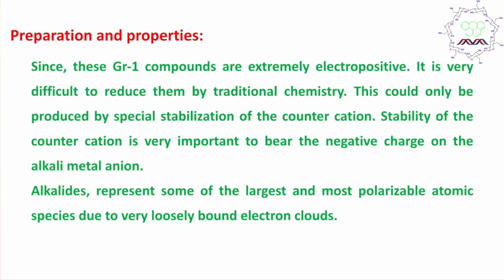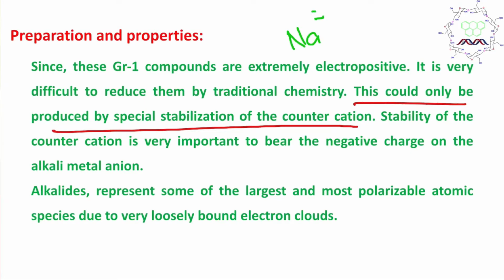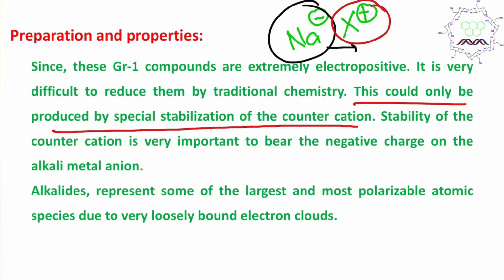Now in order to prepare that, it could only be produced by special stabilization of the counter cation. What do I mean? For example, you want to prepare Na-, so there will be some X+. First of all this is unstable, it's true. Now if the counter cation is very stable, then that is possible, because for any particular chemical reaction the condition is delta G equal to delta H minus T delta S.